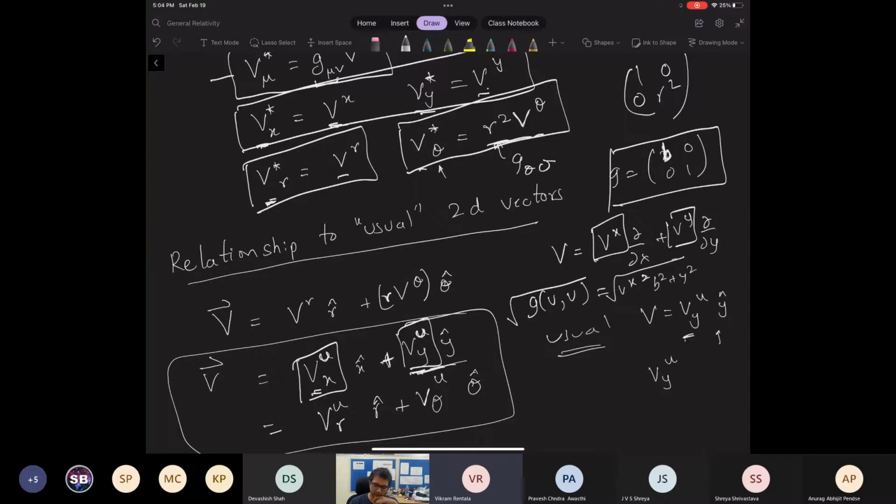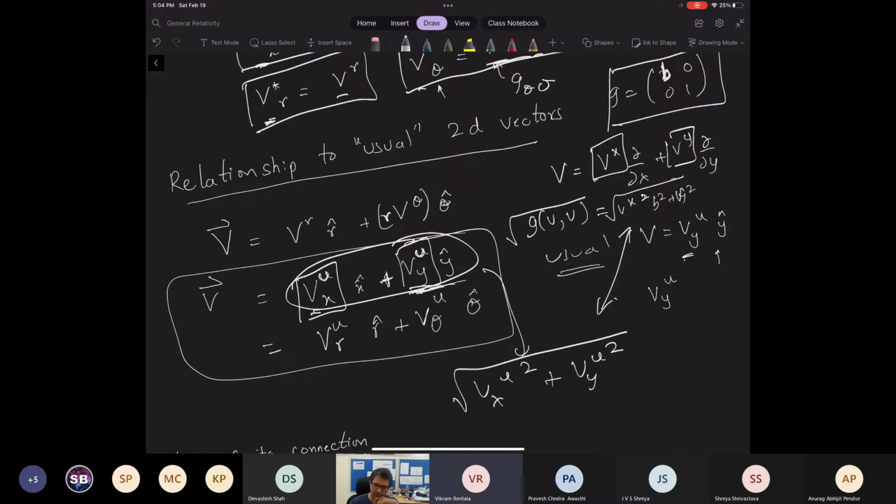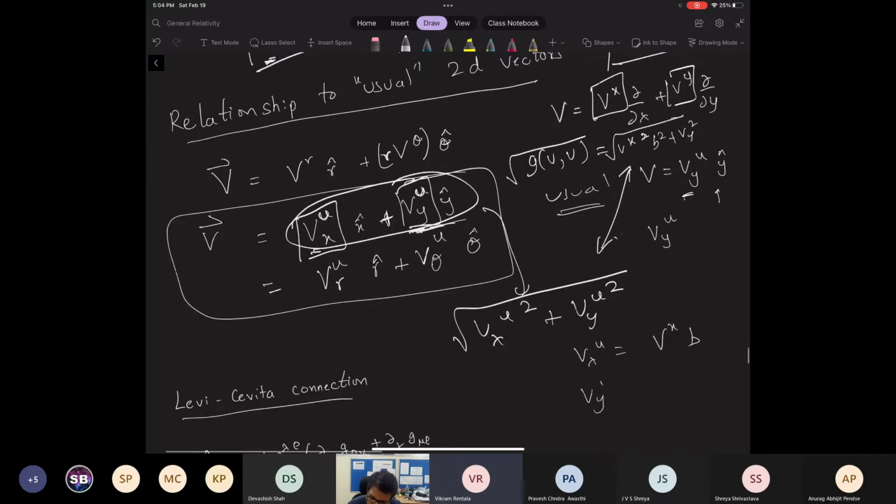Now if I want to relate it to the usual way of thinking about the magnitude of this vector, I would say that the norm is vx usual square plus vy usual square. So I can make an identification: vx usual is whatever I'm calling vx times this b. Sorry, I should put a b square here. And vy usual is just vy. There's no factor of b that appears over there.